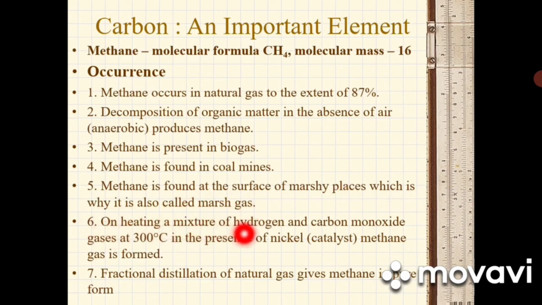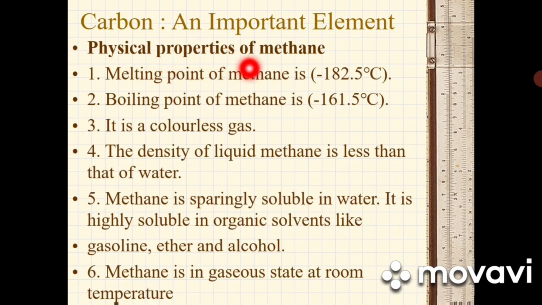On heating a mixture of hydrogen and carbon monoxide gases at 300 degrees Celsius in the presence of nickel, which is a catalyst, methane gas is formed. Fractional distillation of natural gas gives methane in pure form. Physical properties of methane. Melting point of methane is minus 182.5 degrees Celsius. Boiling point of methane is minus 161.5 degrees Celsius.